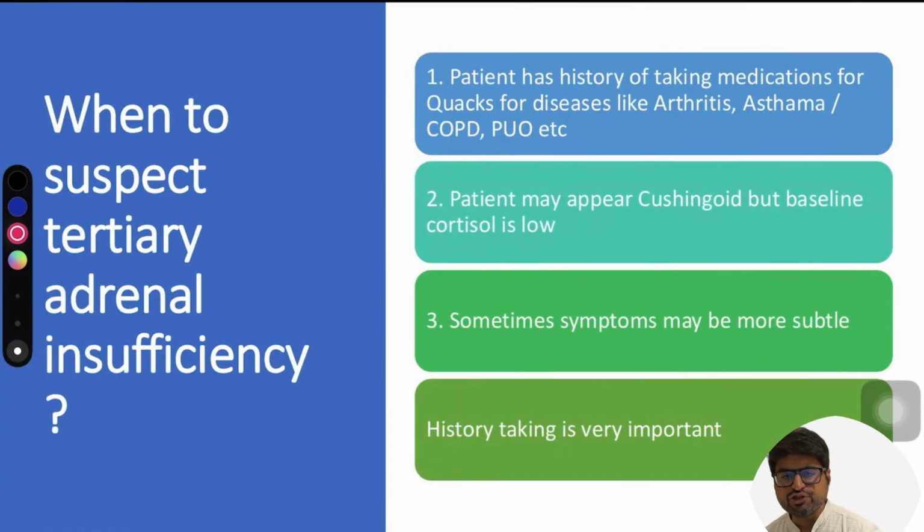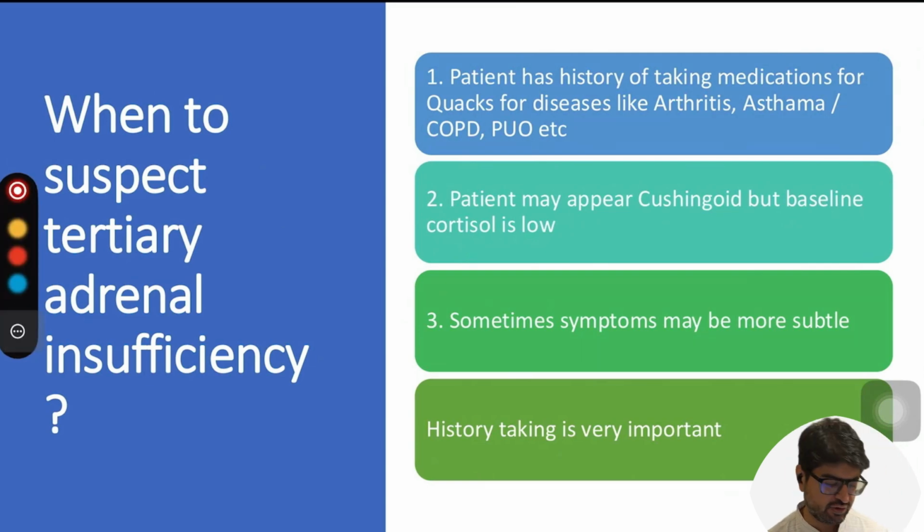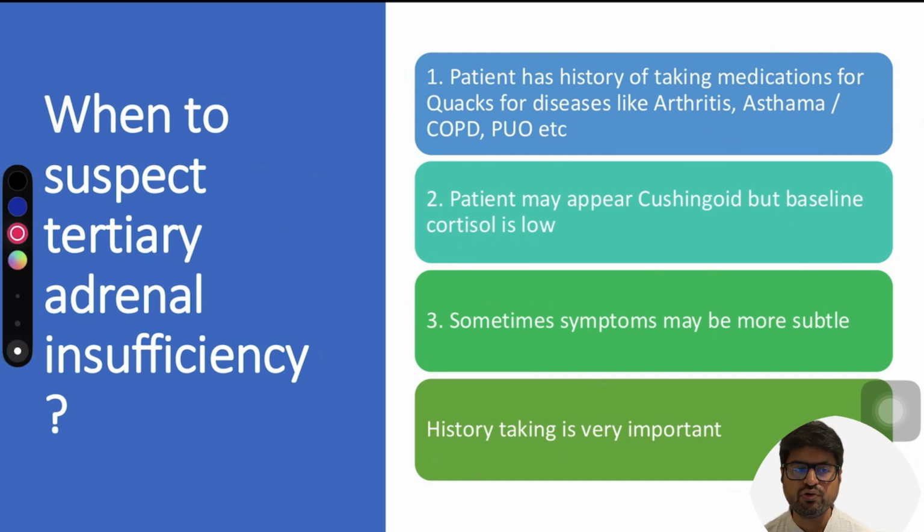Now, when should you suspect a patient having tertiary adrenal insufficiency? Now, patient will sometimes be screaming that, look, this is my diagnosis, but not always. A lot of the times, the diagnosis is not very clear, and in that case you will have to dig through the patient's history and search out the diagnosis, because sometimes the diagnosis may not be very apparent. So when do you suspect an adrenal insufficiency? We have a patient who takes medications from, I mean, should not use the word, but from quacks for diseases like arthritis, asthma, COPD, PUO, right?